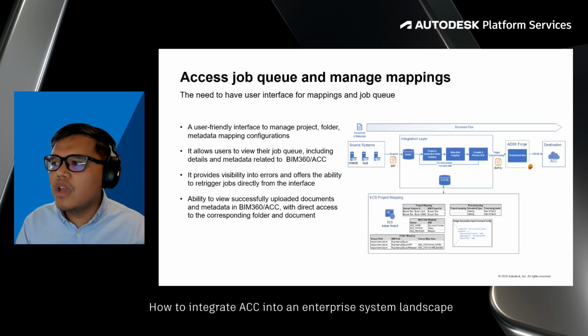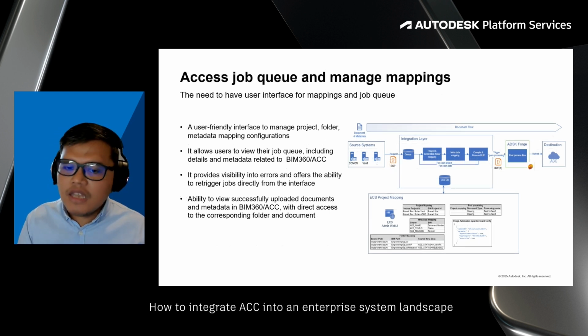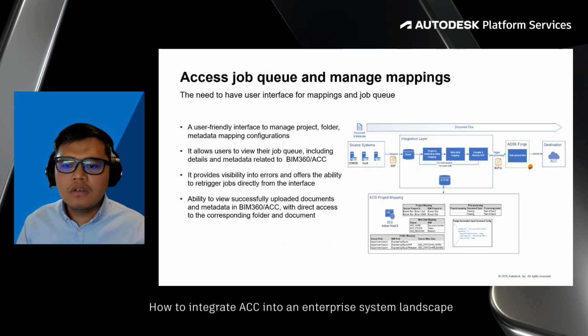Then access the job queue and manage mappings. Again, at this point, we have an end-to-end functionality in our integration layer. On the source system, when they submit the document, we're able to map it using the mapping logic, and we upload the document to ACC, and we also extended the functionality with some post-processing, reducing the engineering workload hours. So at this point, we're good.